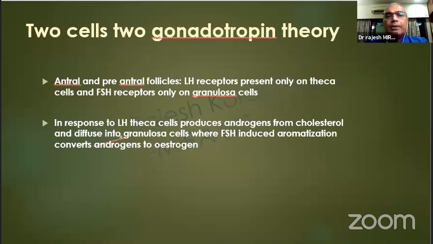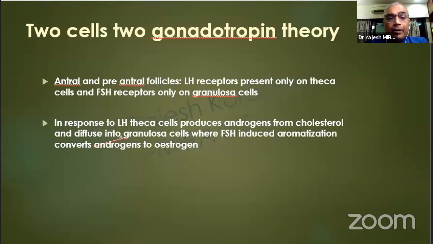The other theory is the two-cell, two-gonadotropin theory. What does that tell? We are talking about antral and pre-antral follicles. LH receptors are present only on theca cells and FSH receptors are present only on granulosa cells. So what happens? In response to LH, the theca cell produces androgen from cholesterol, and this androgen diffuses into the granulosa cell where FSH-induced aromatization converts the androgen to estrogen. So there are two cells, theca cells and granulosa cells, and two gonadotropins, LH and FSH. LH predominantly acts on theca cells and FSH predominantly on granulosa cells.